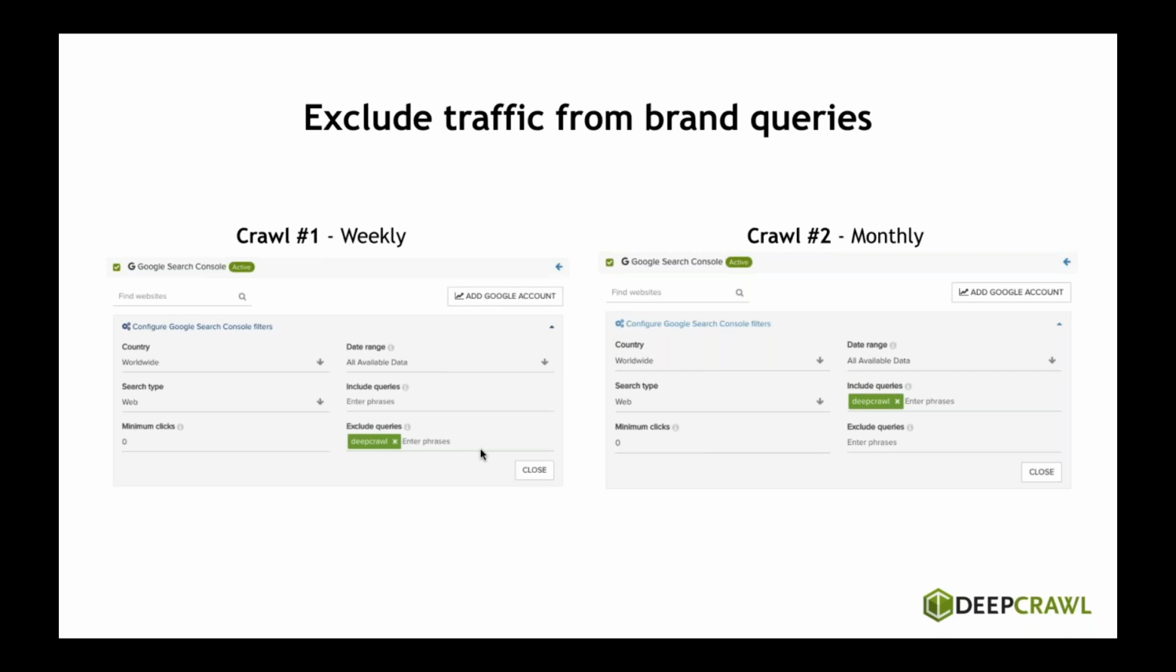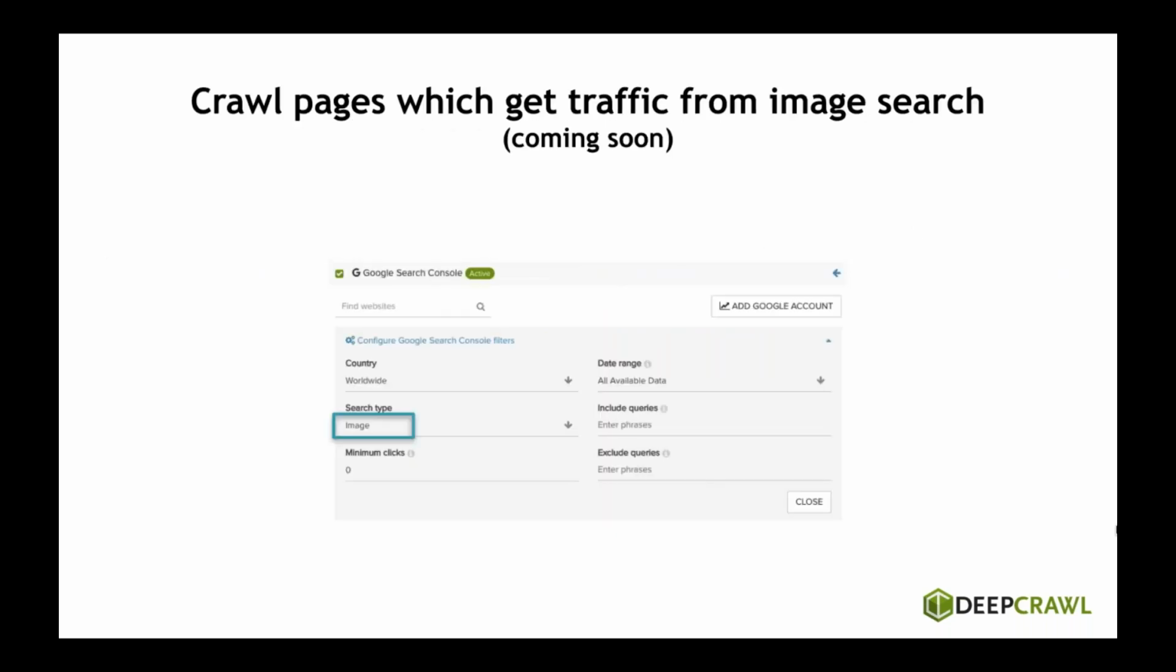The other one, and this is really a complementary one, because you still want to monitor some of your branded queries as well, is a crawl that you can run maybe on a monthly basis that only includes your branded queries. You can see that I've done that here with this example of the DeepCrawl crawl. I've excluded DeepCrawl as a query in my weekly crawl, so that I can get non-branded queries. And then you can see that my monthly crawl only includes DeepCrawl queries, so I can still monitor these maybe less valuable pages, but still important nonetheless.